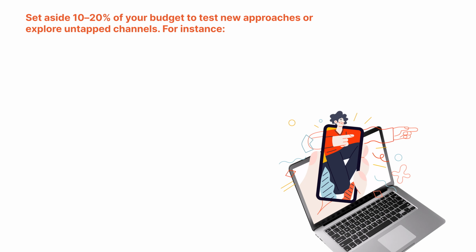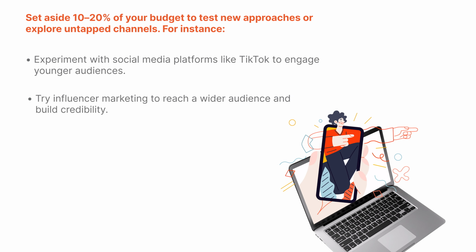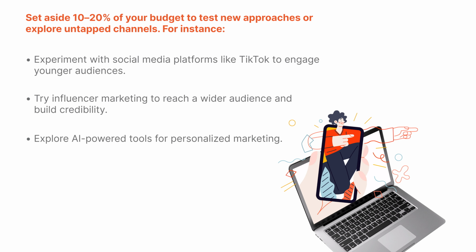But don't forget to experiment strategically. Maybe set aside 10 to 20% of your budget to test new approaches or explore untapped channels. For instance, maybe experiment with social media platforms like TikTok to engage younger audiences. Maybe try influencer marketing to reach a wider audience and build credibility. And maybe explore AI-powered tools for personalized marketing.